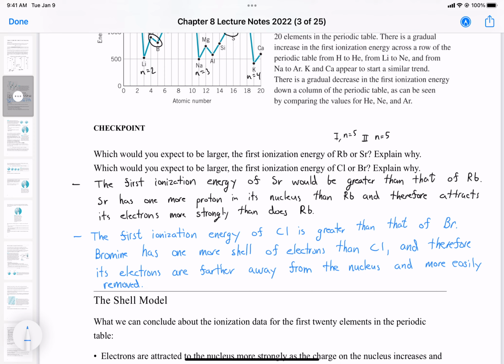Okay? All right, so let's stop here, and when we come back, we'll talk about the shell model of the atom.